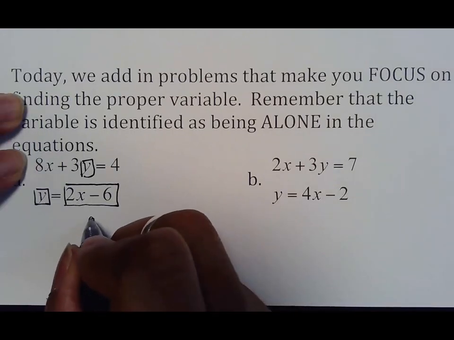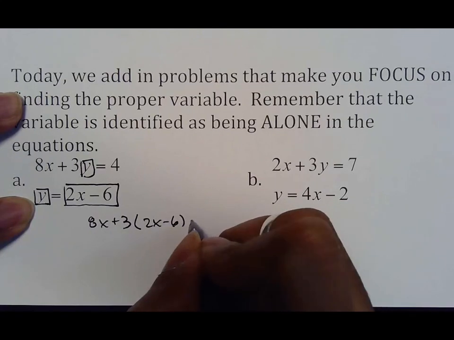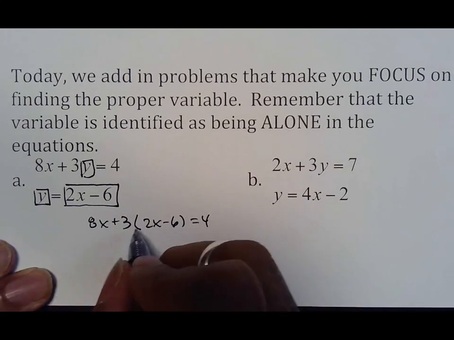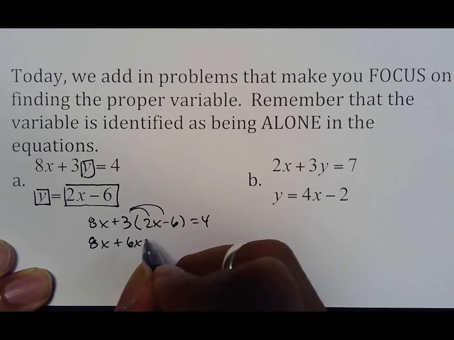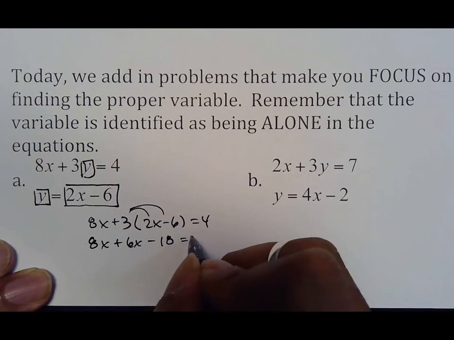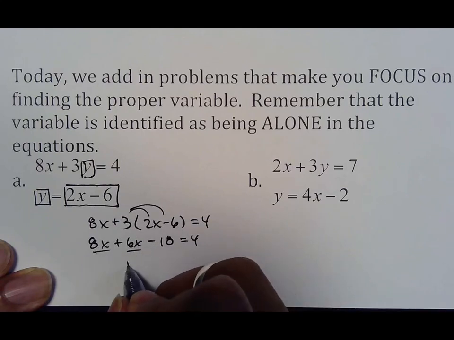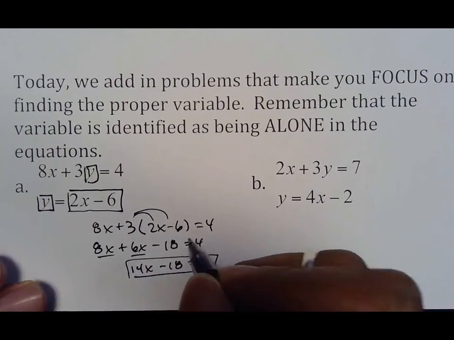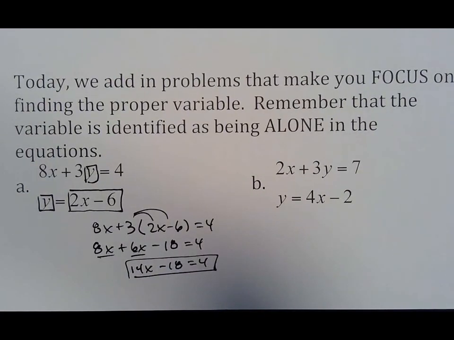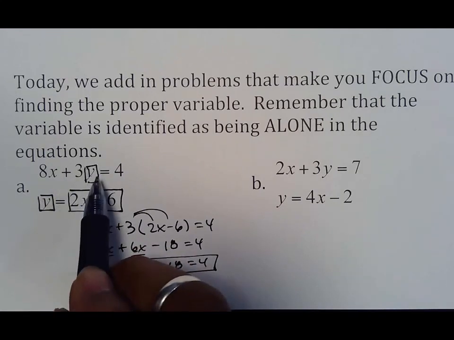So here we go. We're going to put 8x plus 3 parentheses 2x minus 6 equals 4. We are then going to distribute. Remember distributing here. So 8x plus 6x minus 18 equals 4. You are then going to combine like terms. 14x minus 18 equals 4. And I believe that is as far as this lesson is going to ask you to go, because there's no need to go any further. This is not set up to be solved. It is just set up for you to substitute, which again we practiced in our last lesson.